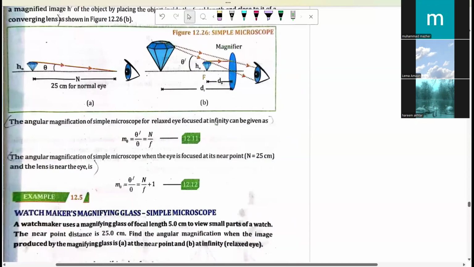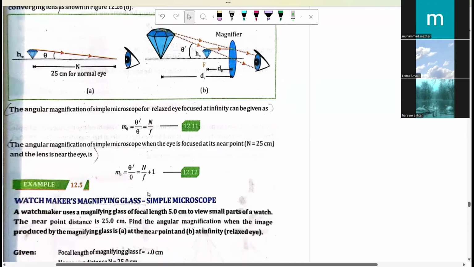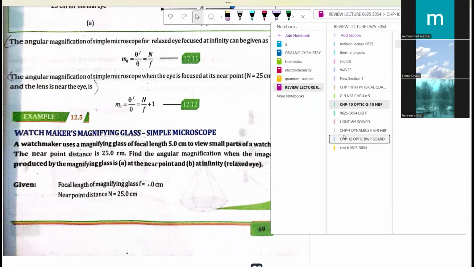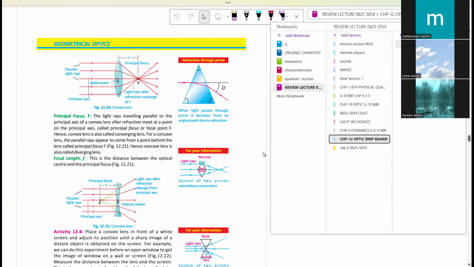There are two formulas: when the object is placed at infinity, we use n over f, where f is the focal length, okay, and if we place it at the 25 centimeter distance, we use the formula n over f plus 1. Let's review the same topic from our other book as well and see if there is anything else given in that book.